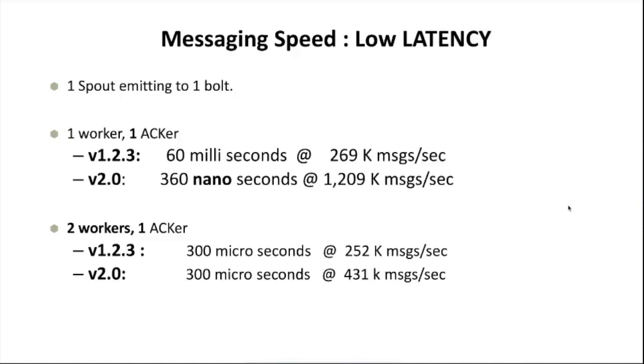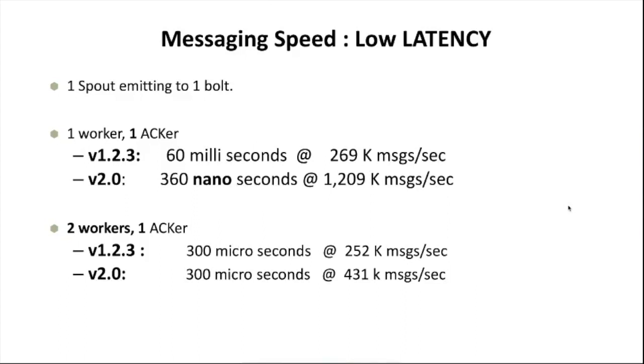Okay, I have three to four minutes, so let me talk about some measurements. Storm is known for its latency, but I think this time we've gone super low latency. These are micro benchmarks to measure the messaging speed, how fast a spout can emit to a bolt. With the 1.x line, I think with 1.2.3, this has been tuned to get low latencies, because that's what we're trying to measure. How low a latency can we achieve?